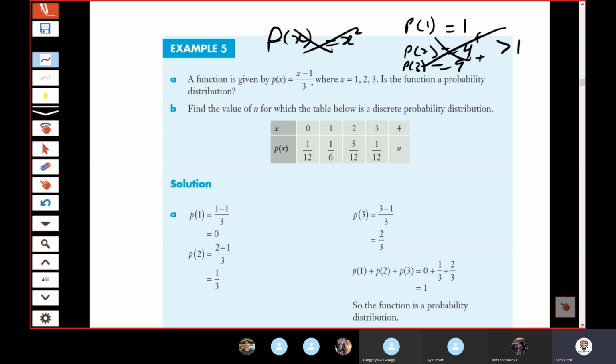Is this function a probability distribution? Absolutely. Why? I subbed in 1, 2, and 3. I worked out the probabilities of each event occurring. The probability of obtaining a 1 is 0. Probability of obtaining a 2 is 1/3. Probability of obtaining a 3 is 2/3. Add them all up, the probability of the whole event is equal to 1.